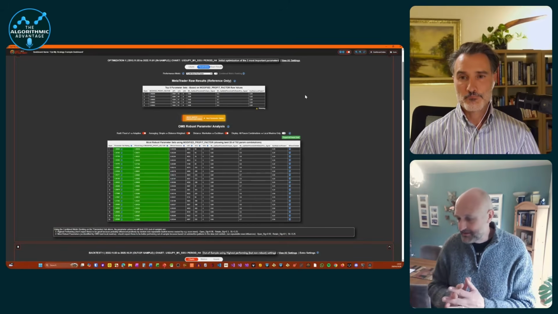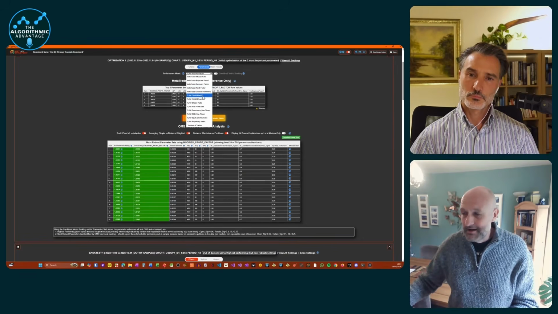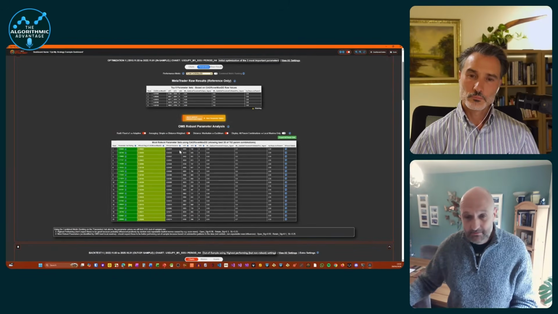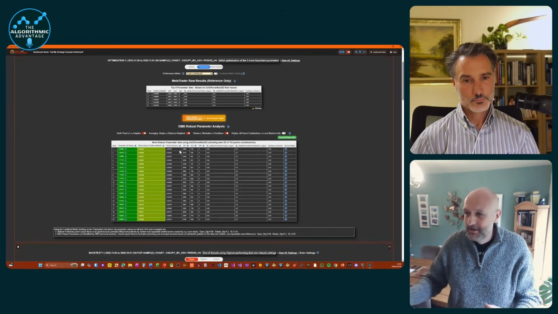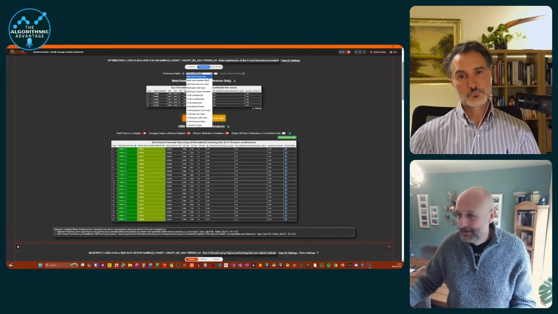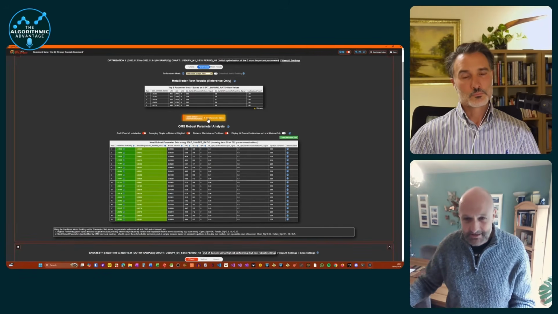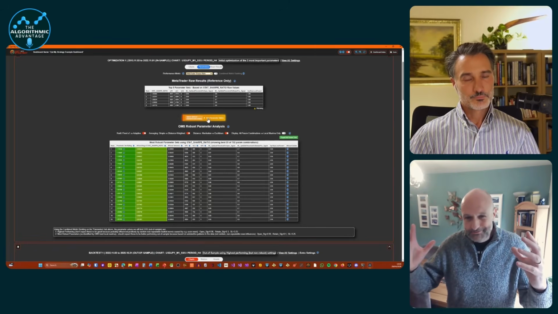So what we've got here is a table of results that have come from an optimization. And I have the ability to look at different individual metrics and look at how they perform in this. And this is what I used to do for many years. Look at the compound annual growth rate over the max drawdown, look at the Sharpe ratio, see how these compare. But it drives you crazy because they all give you different results.